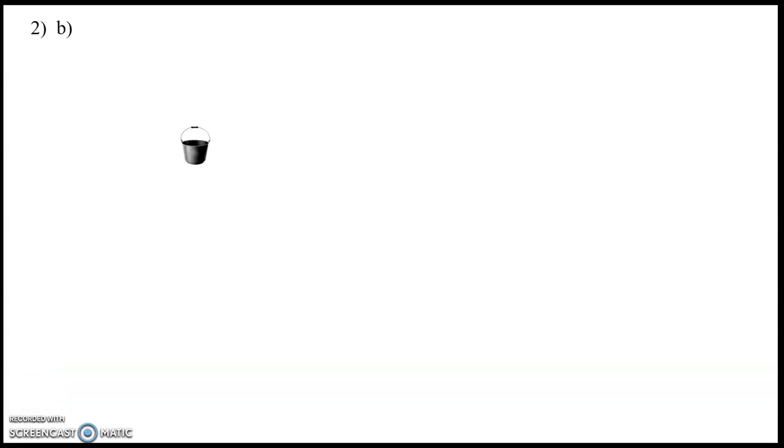Let's take a look at problem number 2 in the Newton's Laws problems. It's a lot more involved here than the previous ones, but we're going to be using a lot of the same techniques. So, starting with letter A, we just want to find the magnitude of the normal force on the bucket when it's sitting at rest on the ground.